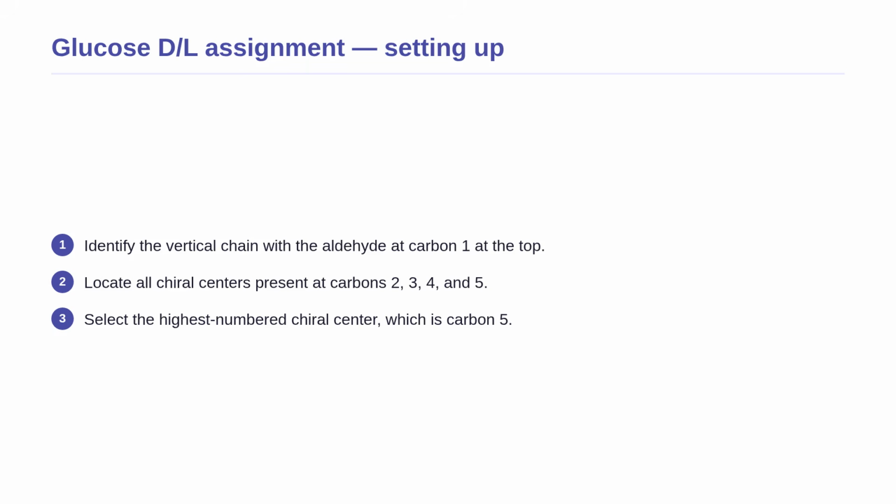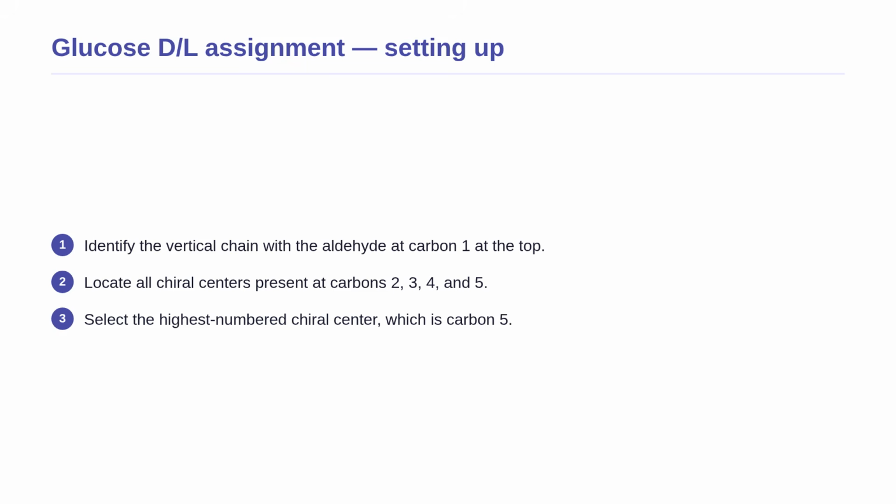Now that we have used this formula on a simple molecule, let us apply it to a much larger and more complex one, glucose. Glucose has 6 carbons in a vertical chain. We start by verifying the aldehyde is at carbon 1 at the top. Next, we locate all the chiral centers, which are at carbons 2, 3, 4, and 5.